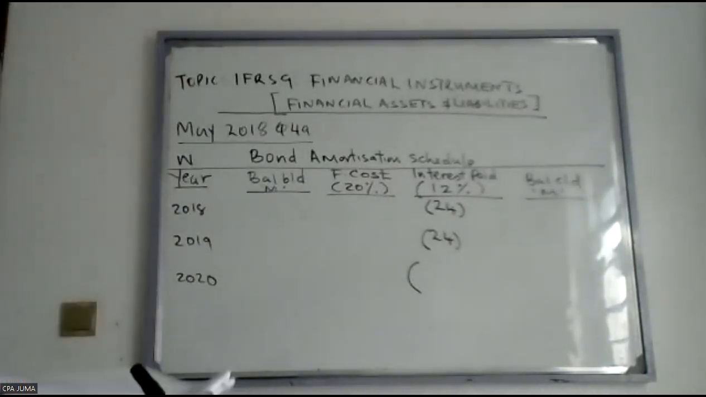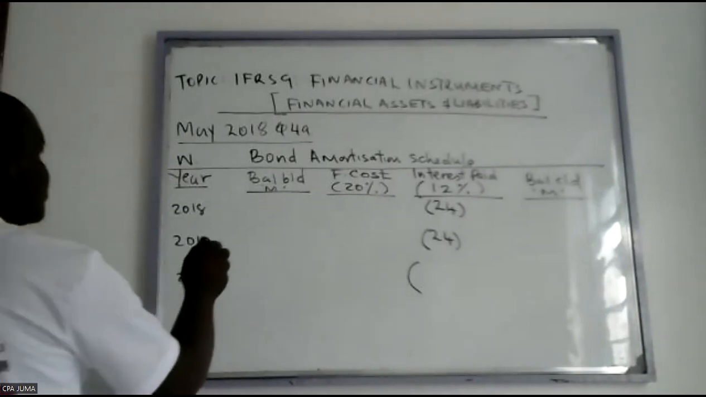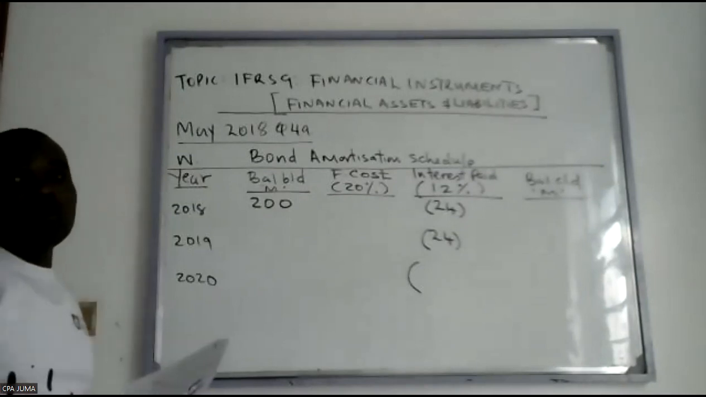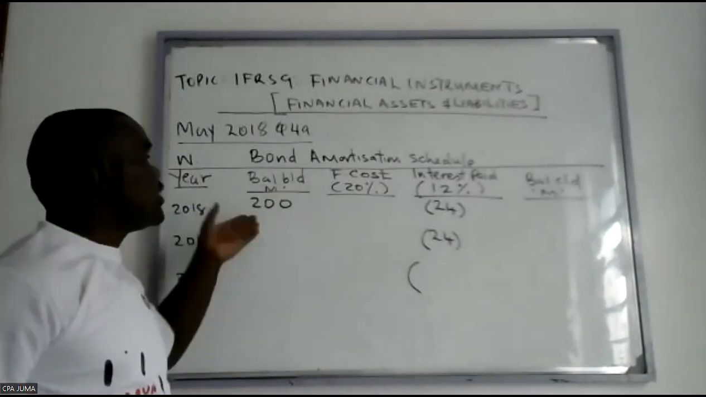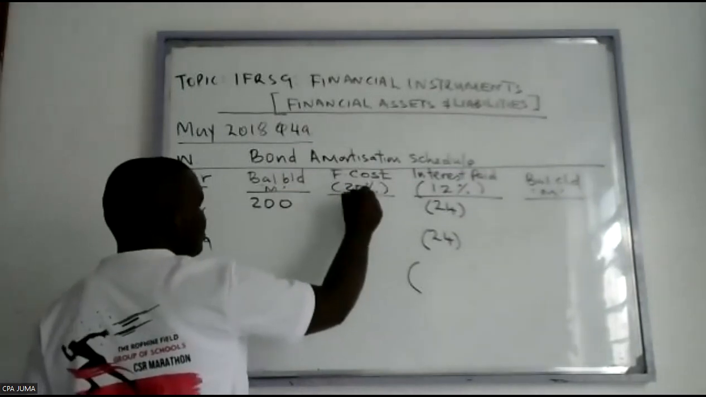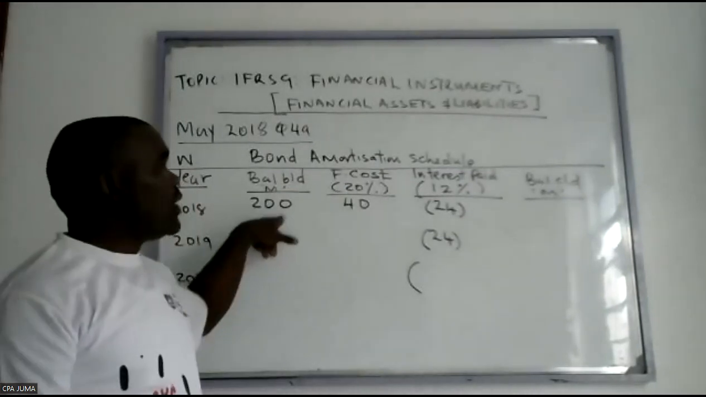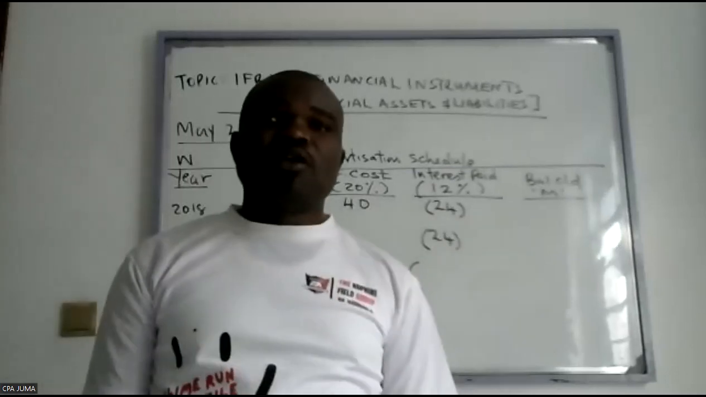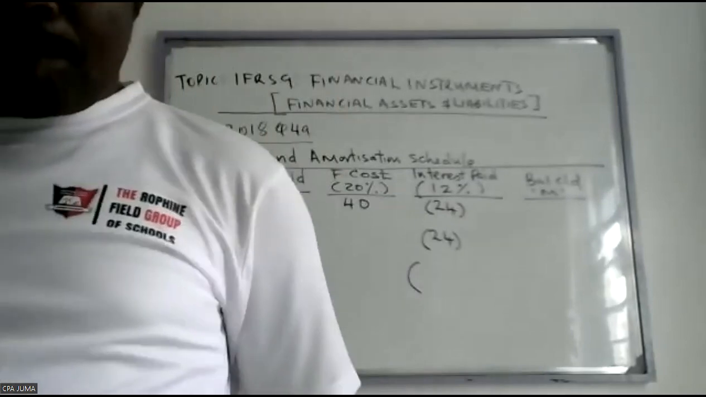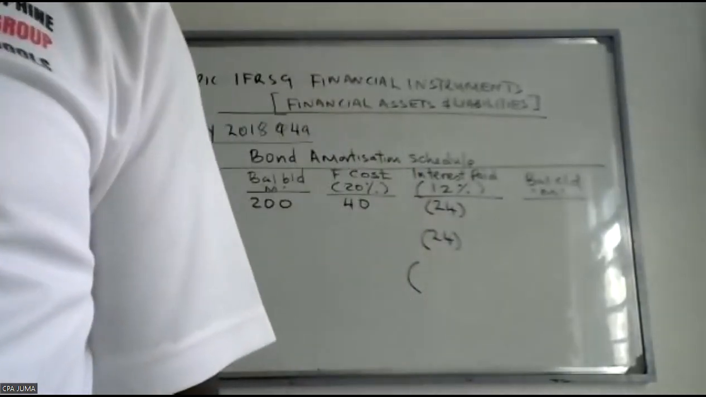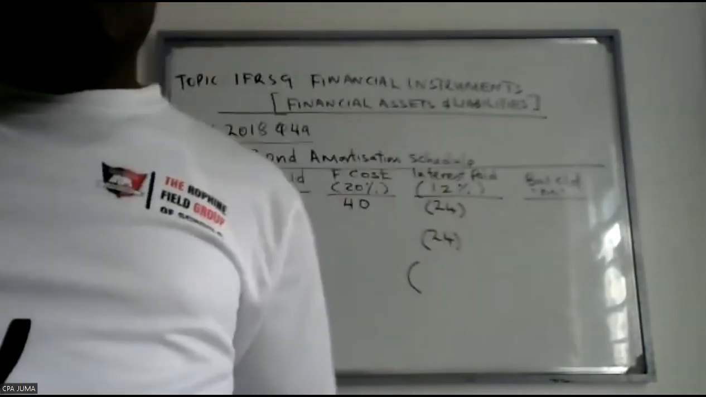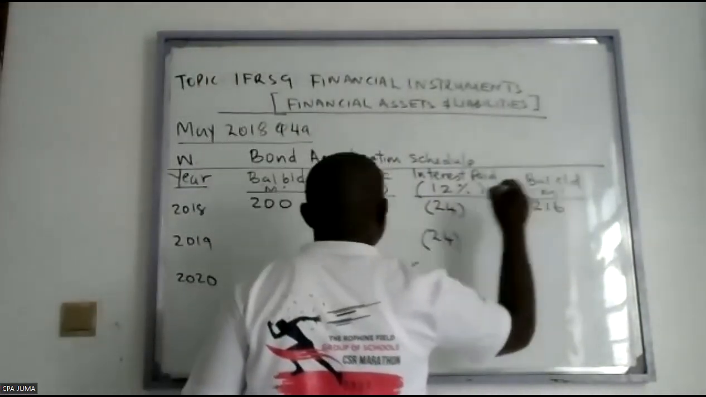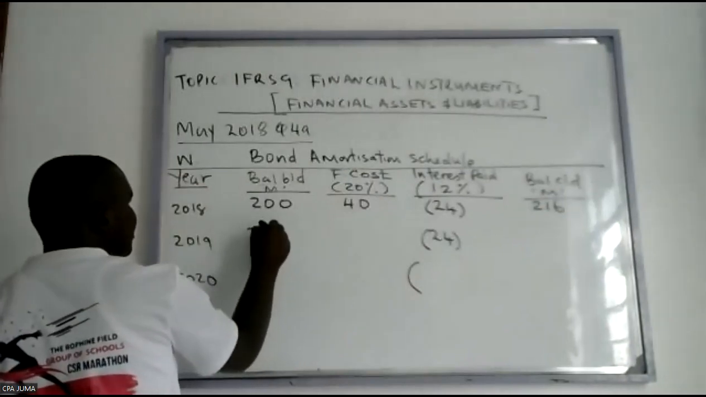All right. Opening balance is the 200. Finance cost, we increase that value. 20% of this should be 40. So you take 200 plus market capitalization minus the actual interest which has been paid. So how much will be outstanding? 216. Good. So here we will have 216.